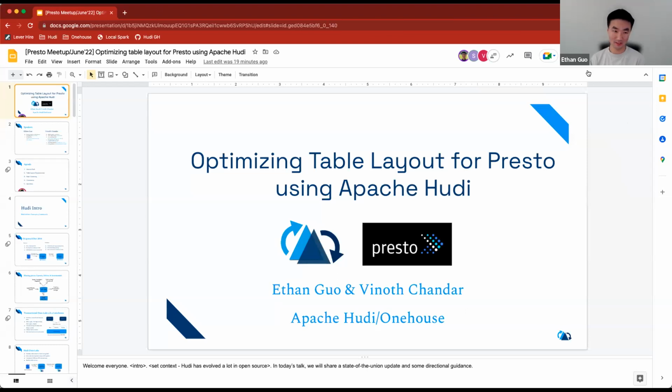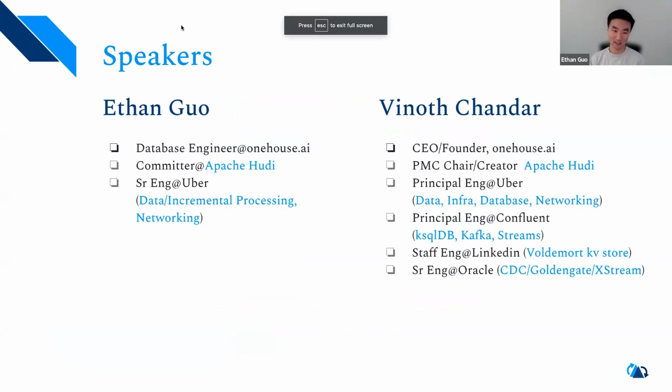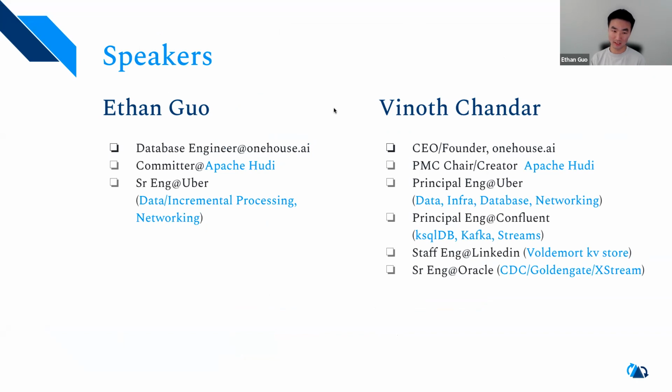First, to introduce ourselves. So I'm Ethan, as Ali already mentioned. I'm a database engineer from One House. I'm also an Apache Hudi committer. Before I joined One House, I spent 4 years at Uber as a senior software engineer, working on a lot of stuff around data incremental processing for global data. Also, like improving the mobile networking performance for our global users in production.